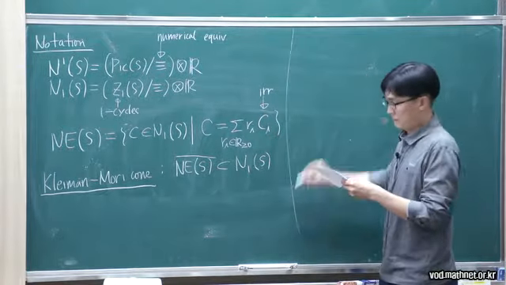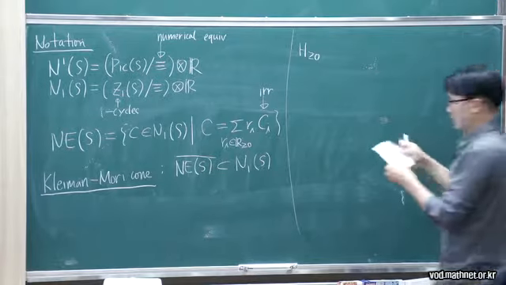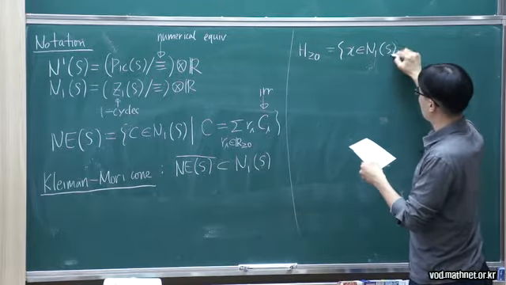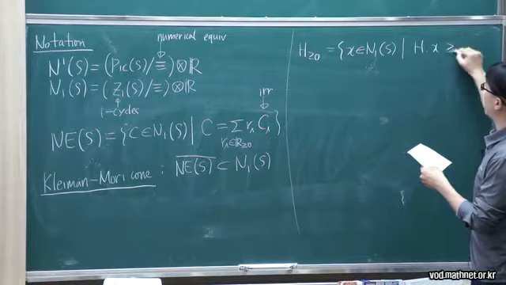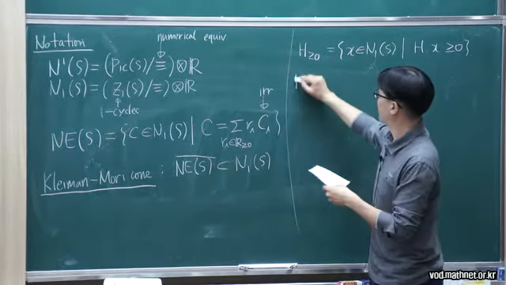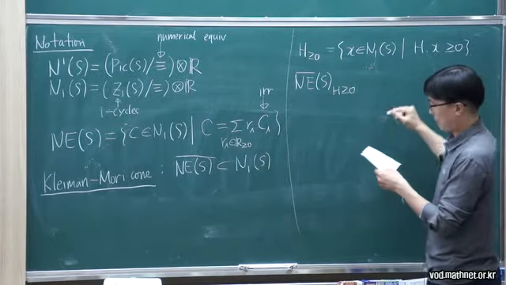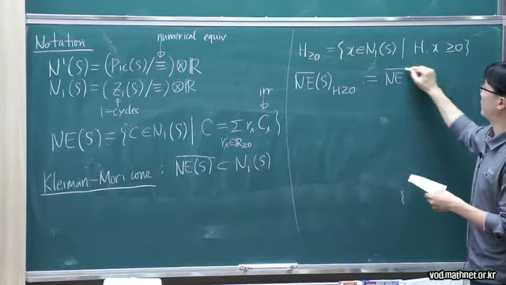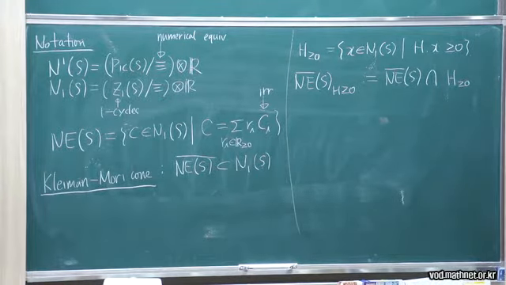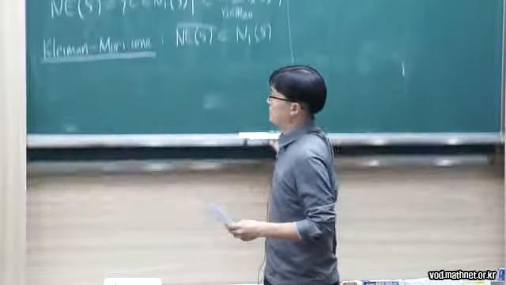And some more notations, which appear frequently in MMP. This notation means we are collecting every 1-cycle having non-negative intersection with H. Also, we use this notation, which is the intersection of the Mori cone with this H-sub set. Now we can state the cone theorem and the contraction theorem.